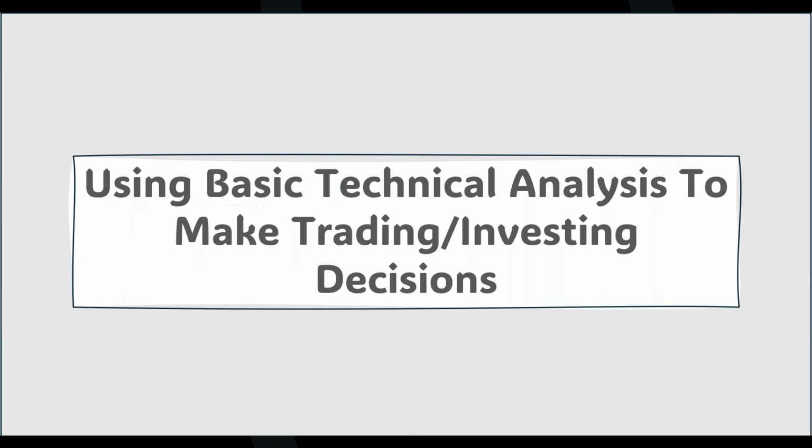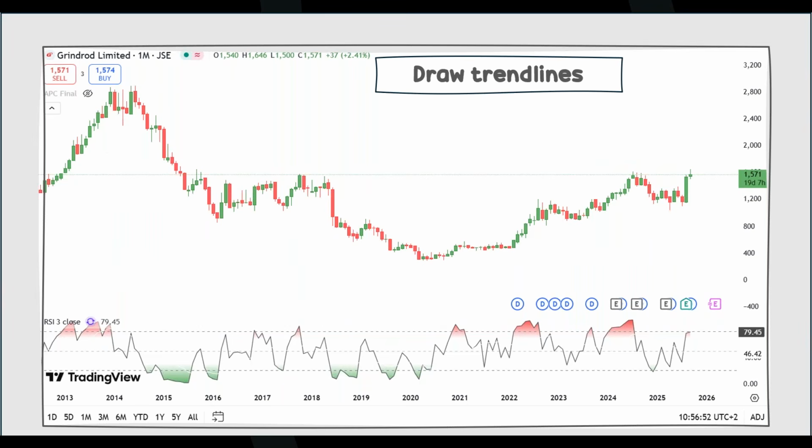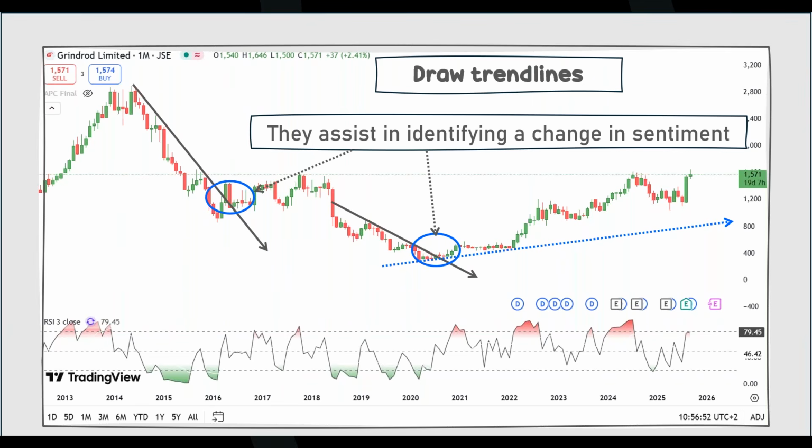Now I'm going to quickly show you using basic technical analysis to make these trading decisions, and I'll start off with just the simple RSI there. First of all, we have to start off with drawing our trend lines with technical analysis, because they assist in identifying a change in sentiment. So that's obviously a downtrend. That breakout of the trend obviously means that sentiment has changed from pessimistic to optimistic. Okay, and then you see that upside.